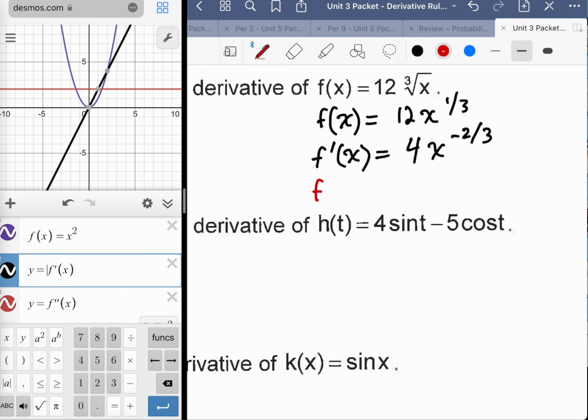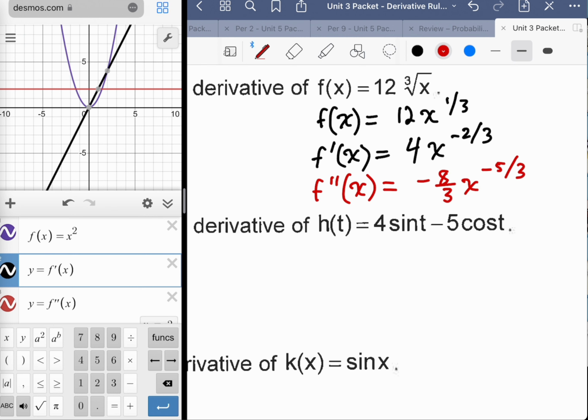So for my second derivative, just do it again. All right, so that's not too bad. You're just multiplying and subtracting a second time. So negative 8/3 x to the negative 5/3. All right, so that would be my second derivative.